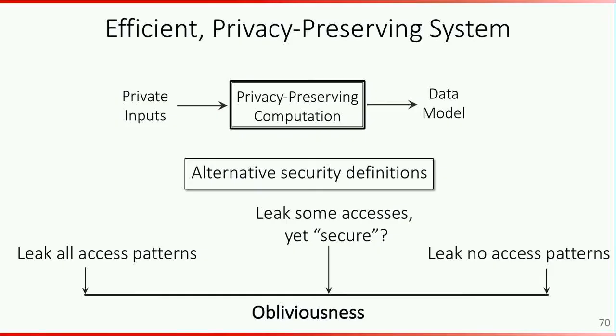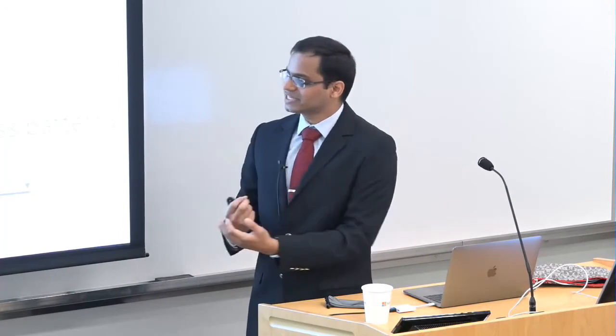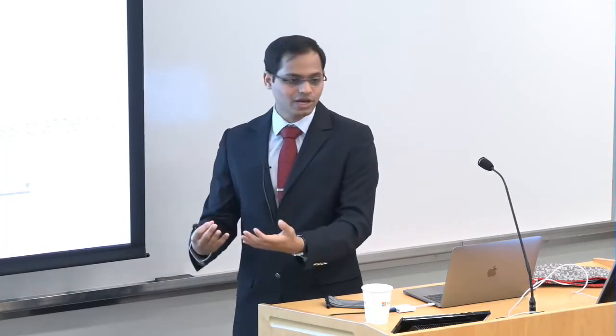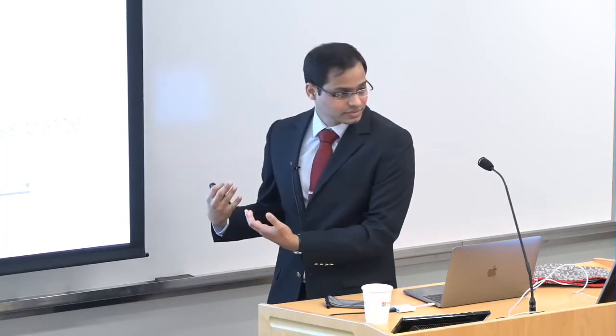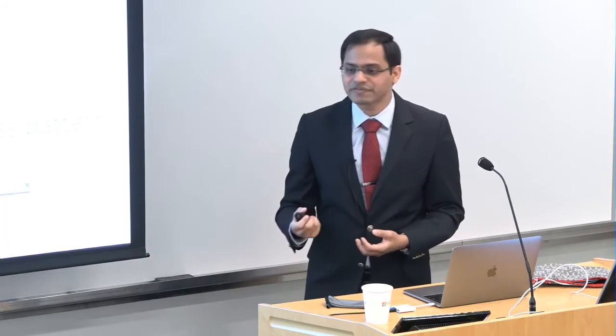Looking at slightly long term, we would want to consider alternative security definitions. One such example would be for obliviousness. Right now, we are thinking of trying to hide all access patterns. But what if we were to think of obliviousness as being a spectrum between leaking all access patterns and hiding all access patterns? Now we can try to pick a point in between in a way that you leak some accesses in such a way that you achieve some security in some realistic notion.